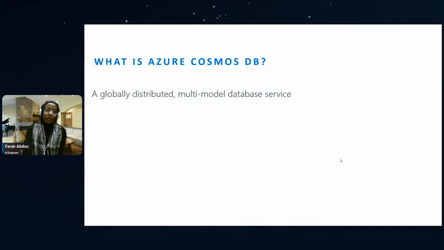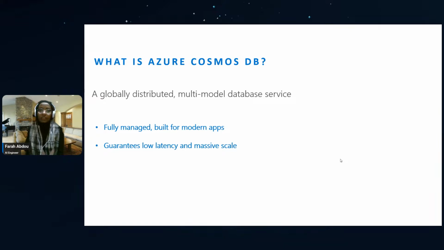So what is Azure Cosmos DB? It's actually a globally distributed multi-model database service. Quickly, it is fully managed and built for modern apps. You can use it as a vector database, of course, and it guarantees low latency and massive scale.